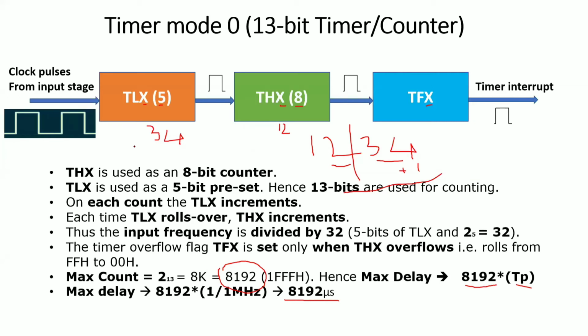Now, in serial communication you need to divide the frequency by 32. So that's why I need to use this mode, where we are dividing the frequency by 32. Now, what is meant by 5? 5 means 2 power 5. 2 power 5 means 32.